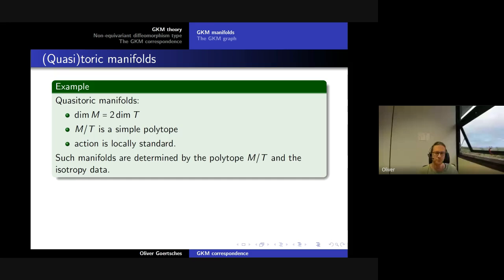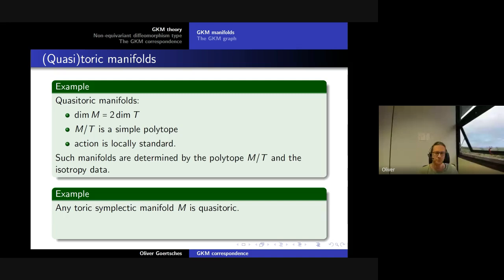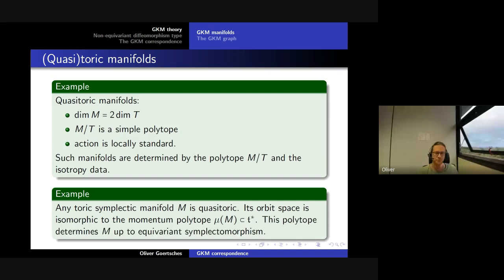And as a special case of this, maybe this is more well known, one has toric symplectic manifolds. Any toric symplectic manifold is quasitoric. For those of you who know toric symplectic manifolds or Hamiltonian actions on symplectic manifolds, you know that the orbit space of such a manifold is a simple polytope, and it is also isomorphic to the momentum polytope, which by definition is a polytope in the dual of the Lie algebra of the torus that is acting. And here we have the famous Delzant correspondence. This polytope in t star, this Delzant polytope, determines the manifold up to equivariant symplectomorphism.